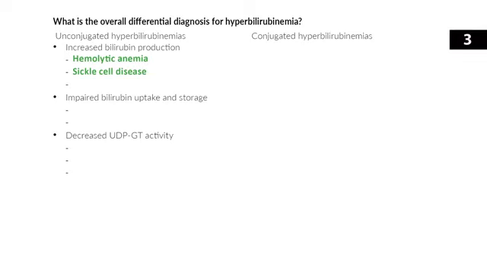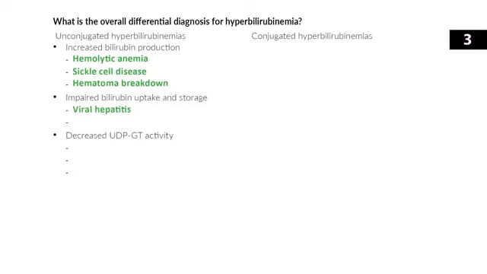Another consideration is hematoma breakdown. Some infants, especially vacuum-delivered infants, have a cephalohematoma, a big collection of blood under the scalp. Given a neonate's already reduced UDP-GT enzyme activity and functionality, it doesn't take much time to overwhelm the system and make more unconjugated bilirubin. The next big group for unconjugated hyperbilirubinemia is impaired bilirubin uptake and storage.